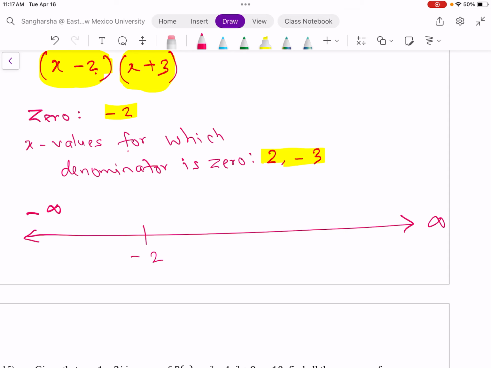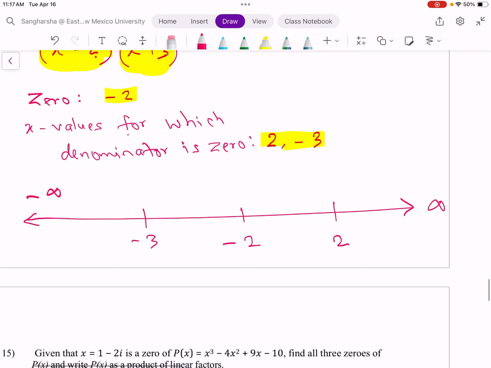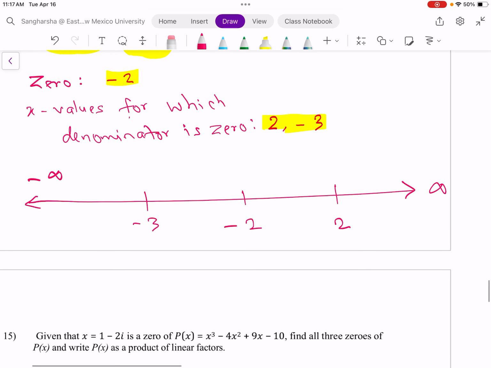We have a negative 3. So let's start from negative 3, which is on the left. Let's say this is negative 2 and we have positive 2. You divide your number line into intervals with the help of these x values. Now, as we did earlier, we pick a number from each interval.